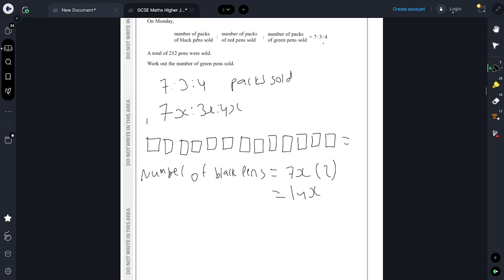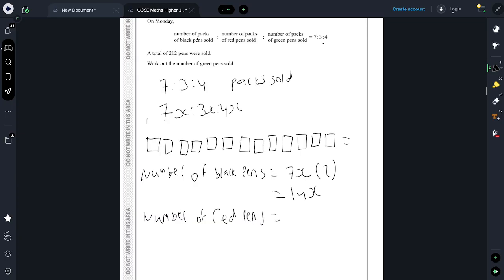Okay, so then the number of red pens now. There are no blue pens there. Red next. There we go. Red pens. Likewise, from this ratio here, we can call this.